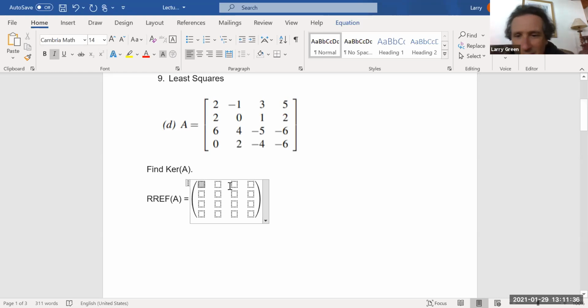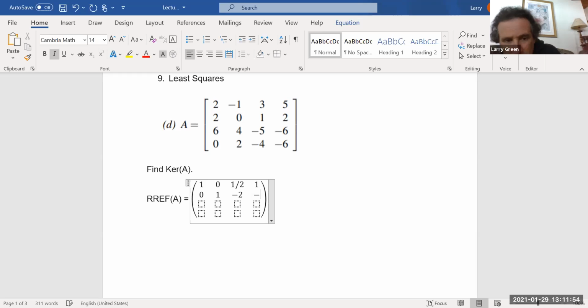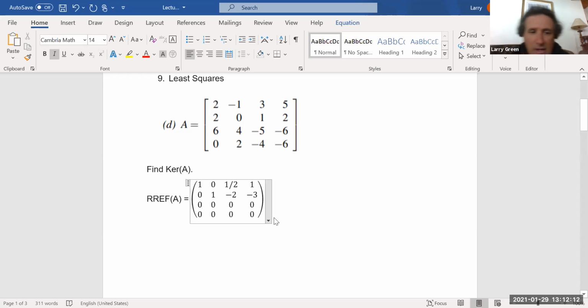Okay, so now I'll trust you in what you got, which was 1, 0, half, 1. And then 0, 1, negative 2, negative 3. And what was the third row? Bottom 2 rows of zeros. Okay, so there's our RREF.